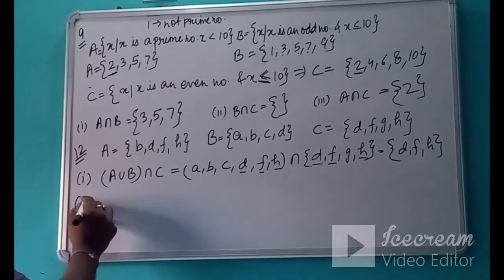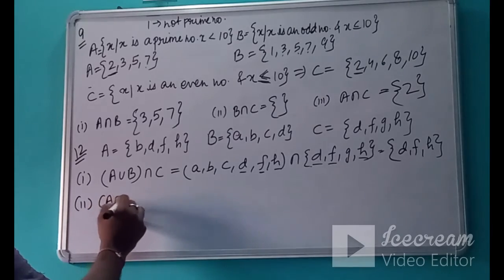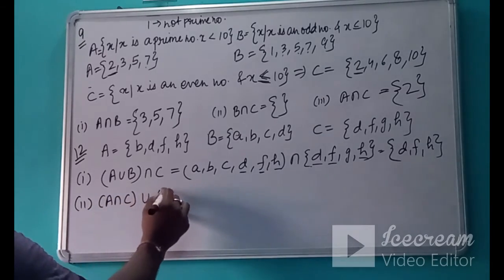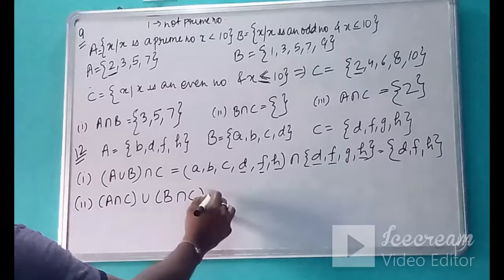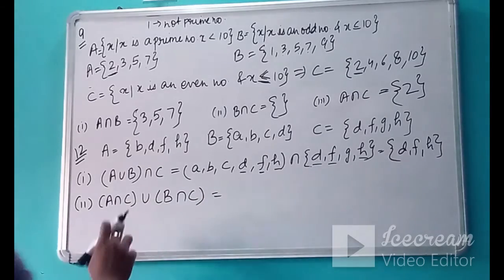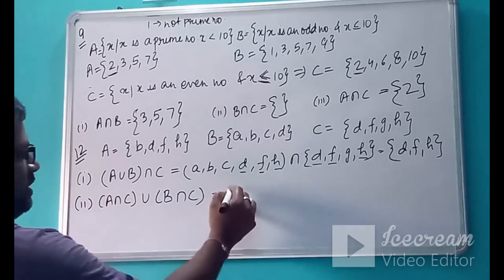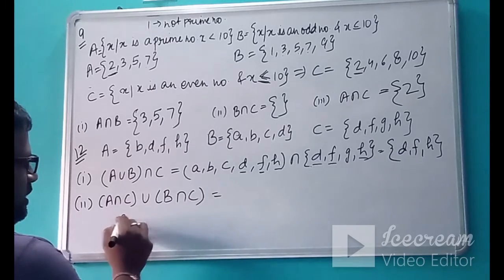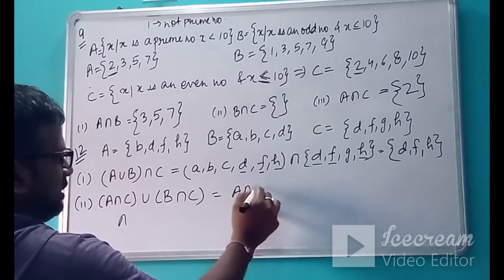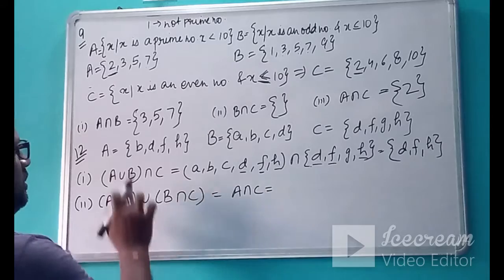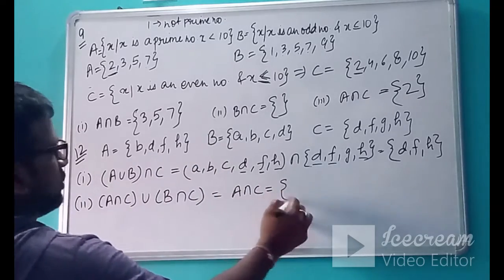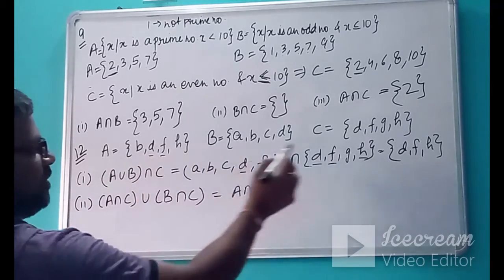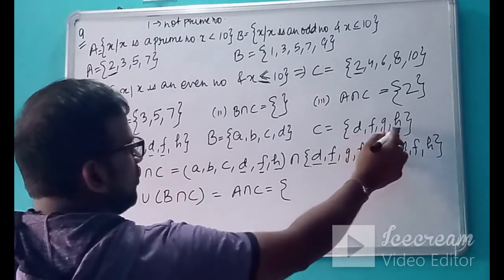Then we have to calculate A intersection C union B intersection C. So first we will calculate A intersection C. Let's see what A intersection C is. So this is A, this is C. So common elements will be D, F, H.